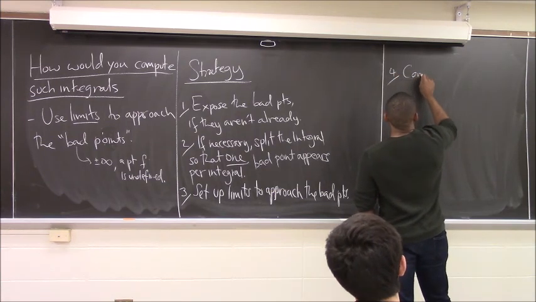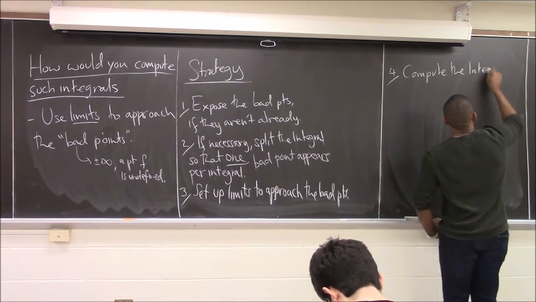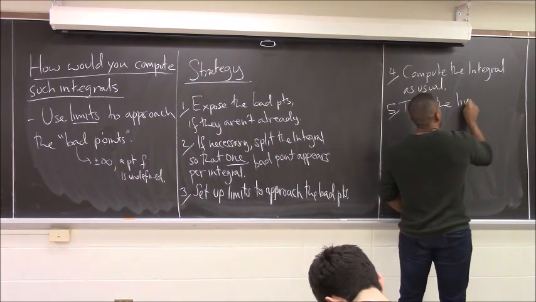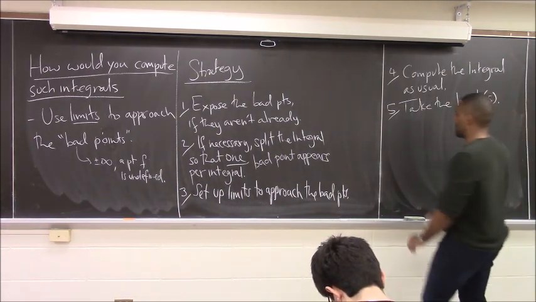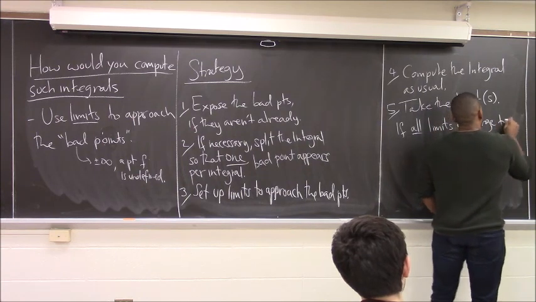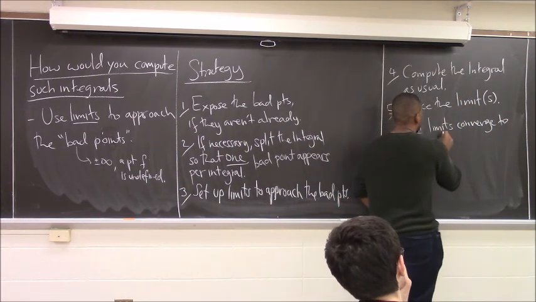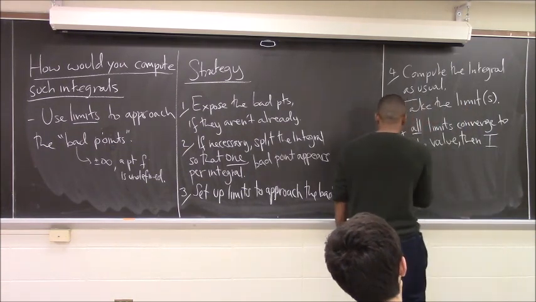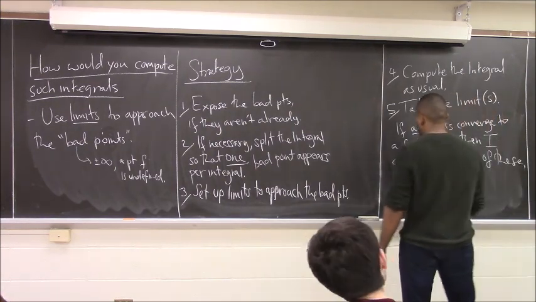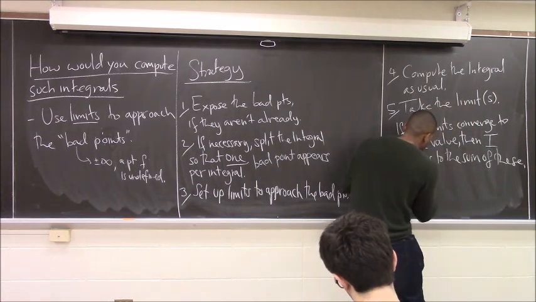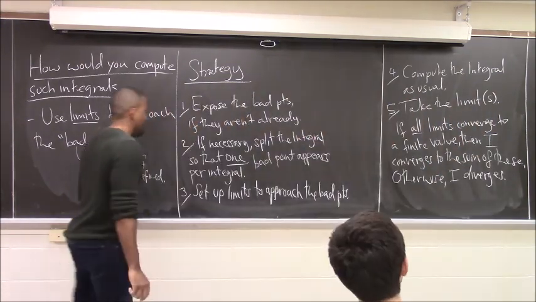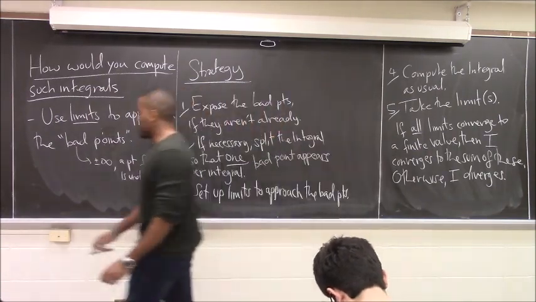Four, you compute the integral as usual. And five, take the limits. If all limits converge to a finite value, then I converges to the sum of these. Otherwise, it diverges. Where I is representing the value of my integral. Let's jump into some examples.